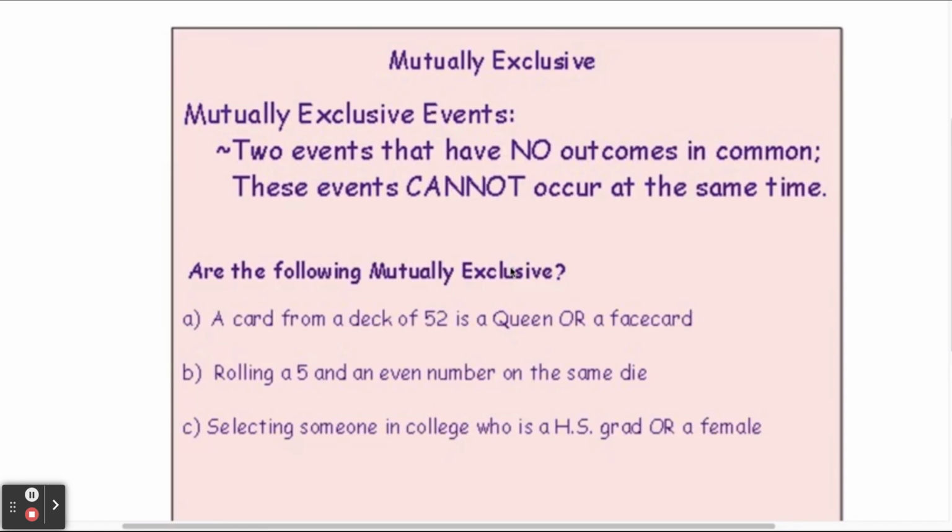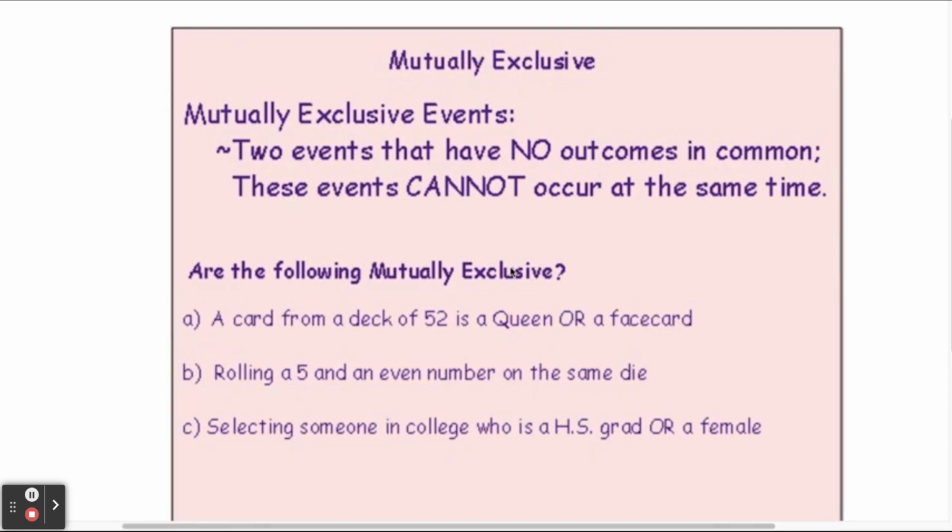So the first type of probability that we're going to look at is mutually exclusive events. What mutually exclusive means, think of the word exclusive like excludes. Two things that are mutually exclusive are when they have no outcomes in common. In other words, these events cannot occur at the same time. So again, when I hear exclusive, I think the word exclude, and so the outcomes of these probabilities exclude each other. Again, they cannot occur at the same time.